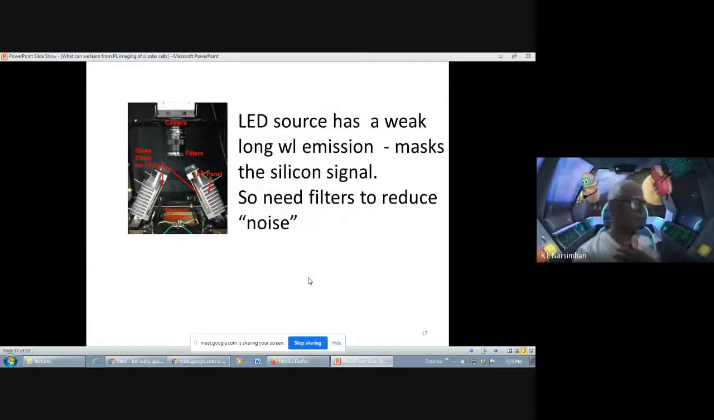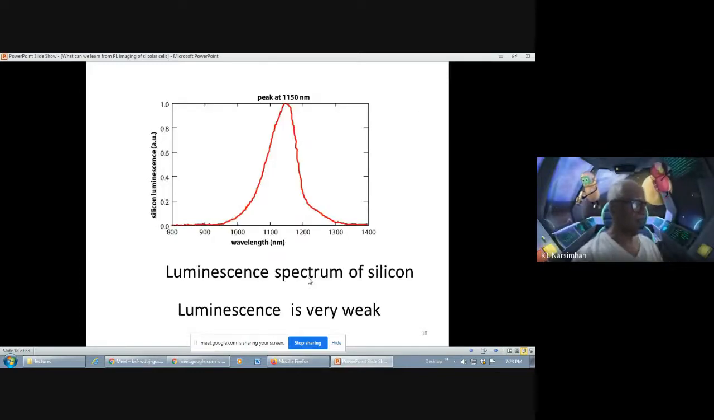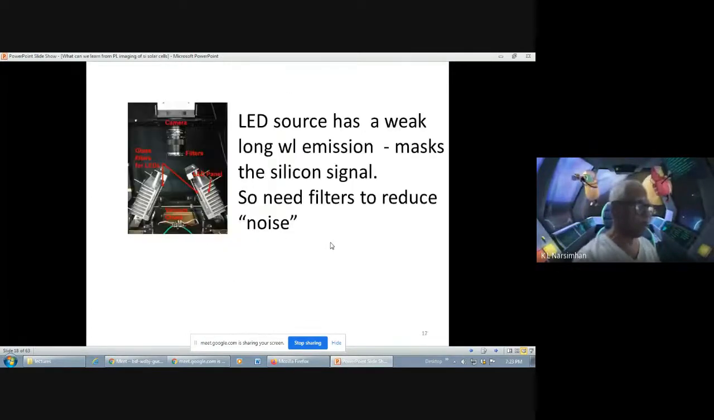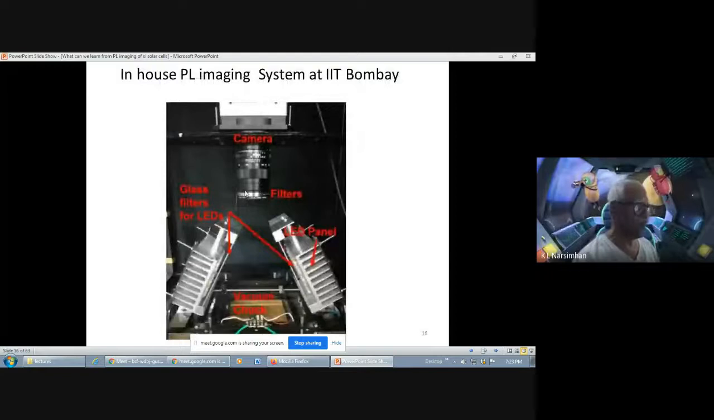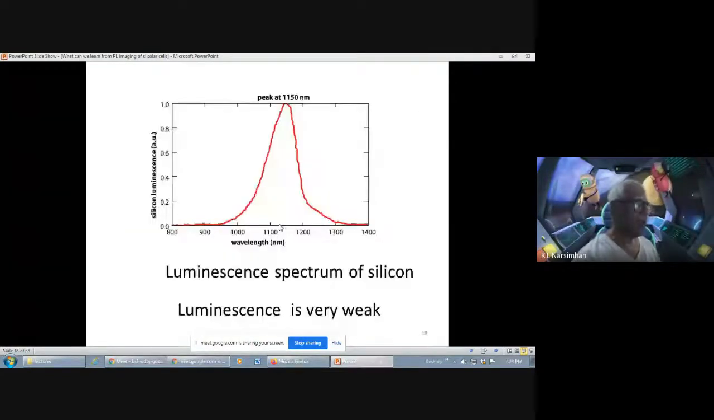Let me give you an example. The luminescence of silicon peaks around 1100 nanometer in the infrared, and I'm going to use 600 nanometer to optically excite carriers from the valence band to the conduction band of silicon. When I do that, I don't want to look at that light, I only want to look at this light, and that is the reason for putting the filters in front of the camera: to cut out the light from the source and look only at this light, which is the near IR light.